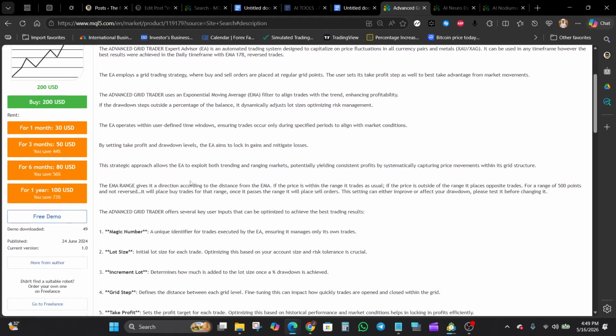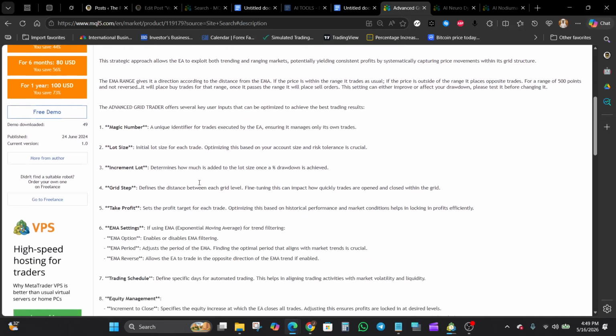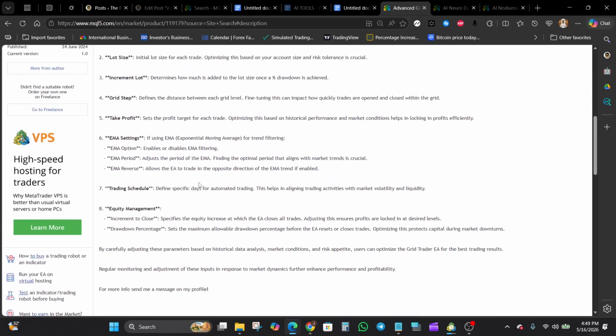There is also a drawdown based adjustment mechanism mentioned, where lot sizes can be dynamically modified when drawdown reaches a certain level. So this introduces an additional layer of risk management that reacts to account conditions rather than just fixed parameters.